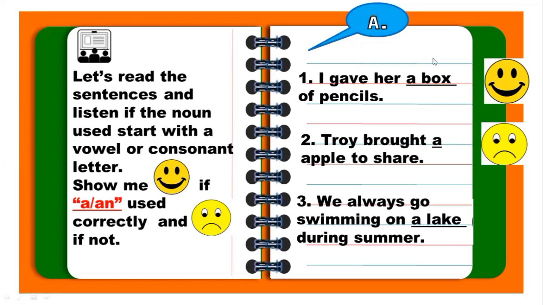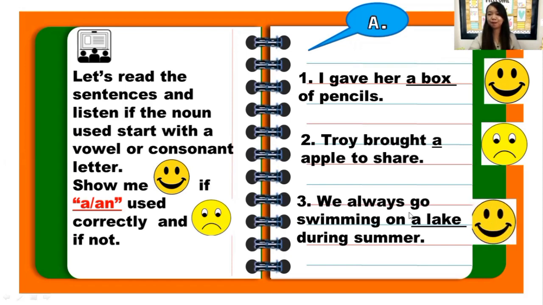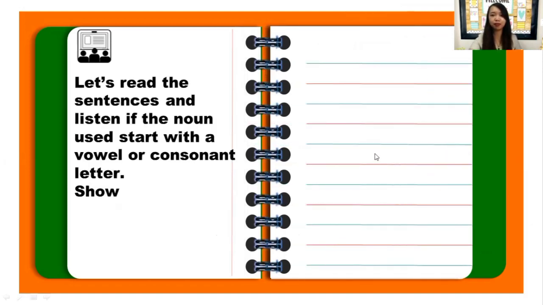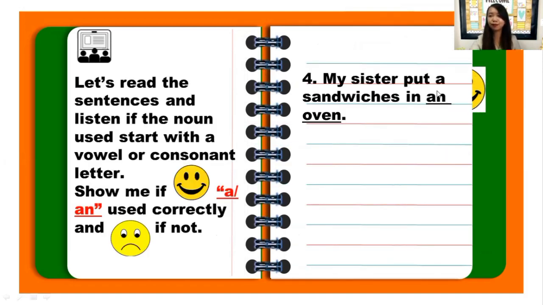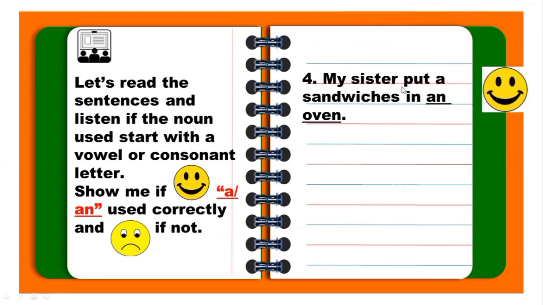Okay, the correct answer is happy face. Happy face because a lake, a is used correctly. L is a consonant letter. And for number four, my sister put sandwiches in an oven. Okay, an oven. The article an is used correctly in the sentence. That's why the answer is happy face, an oven.